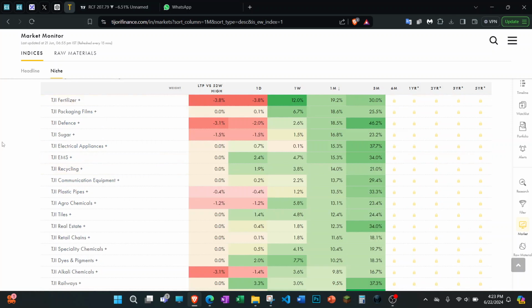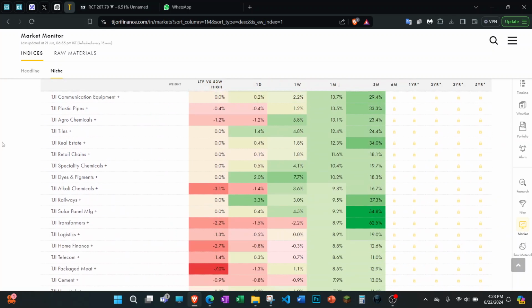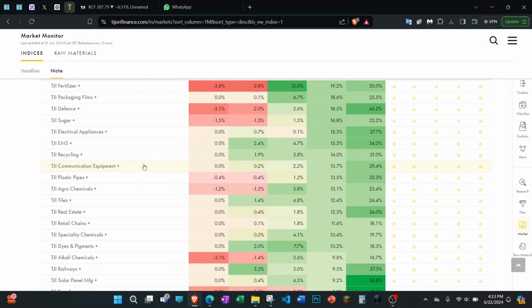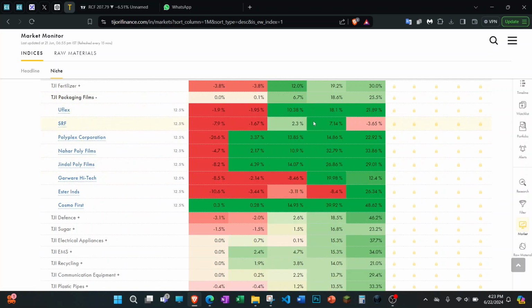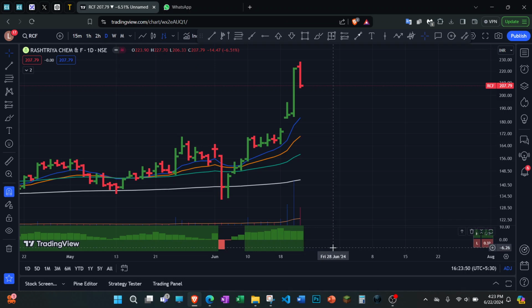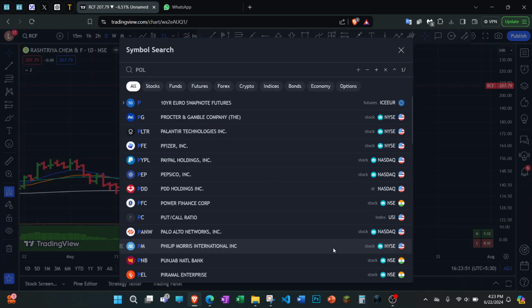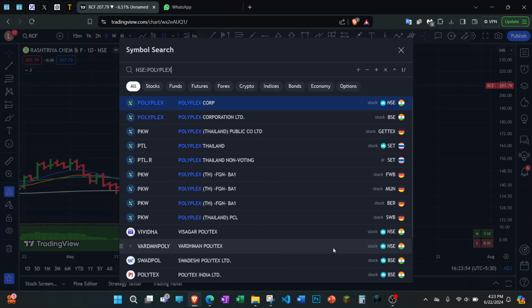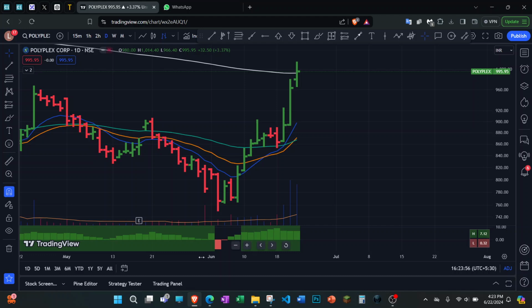So you can go through different sectors here. You can just go through different stocks. You can see the name of the different stocks, and you can see all the sectors. Like the packaging films sector, this sector has been performing well over the last 1 week and the last 1 month, although it was in a decline. We'll just take a look at one of the names from this sector.